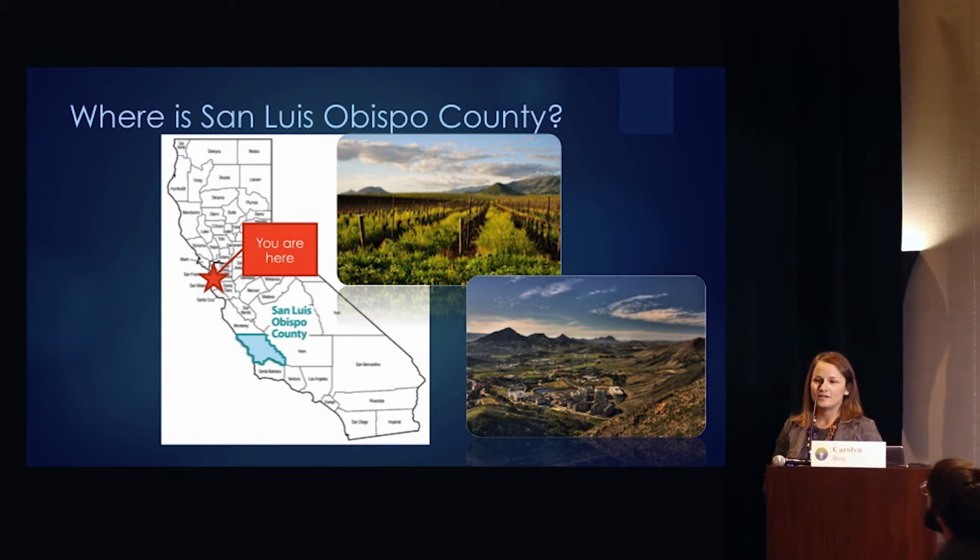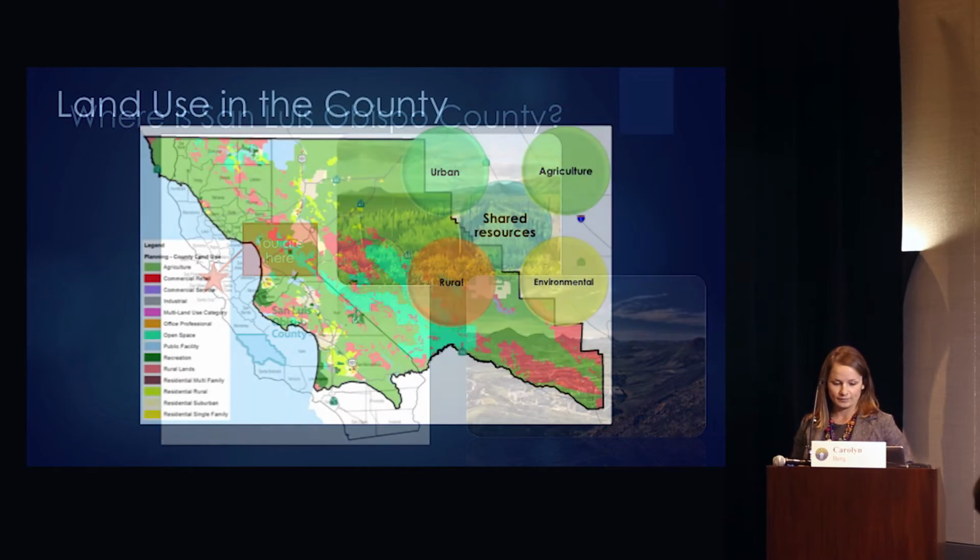So let me start off just by framing where we are in the state. We're about 3.5 hours south of San Francisco along the Central Coast. This is San Luis Obispo County. It's roughly 330 square miles and has about 275,000 people. It's a very small population for a very large area, and it's predominantly rural and agricultural lands.